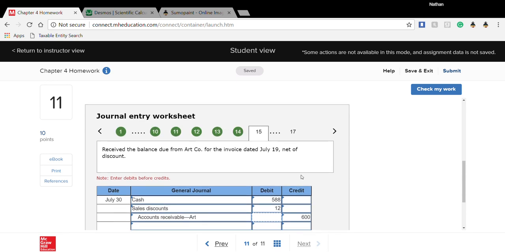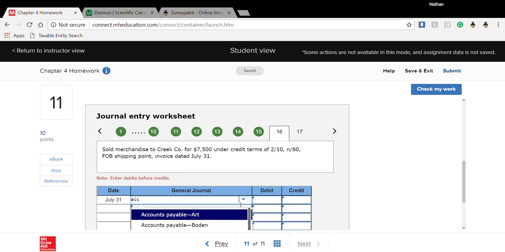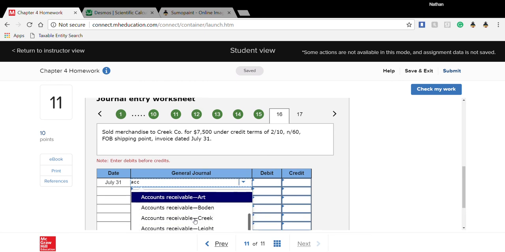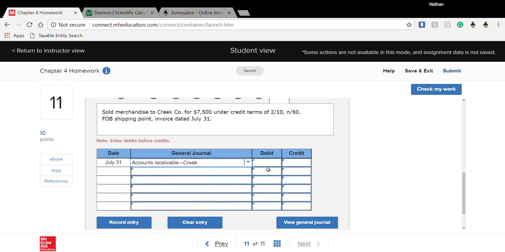Okay, so that's it right there. So what else can they throw at us? Well, they throw in another selling. So we sold again. I don't know why another contract for selling, but they did. So we sold merchandise to Creekco. Again, they owe us. So we're going to deal with their accounts receivable, to Creek for an amount of $7,500.